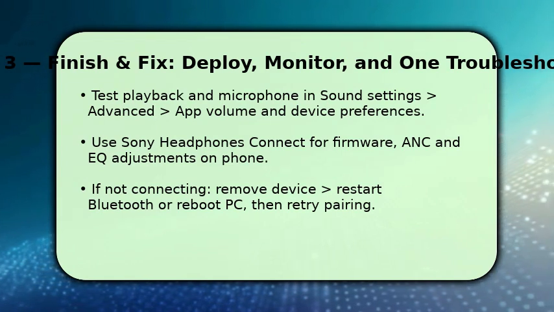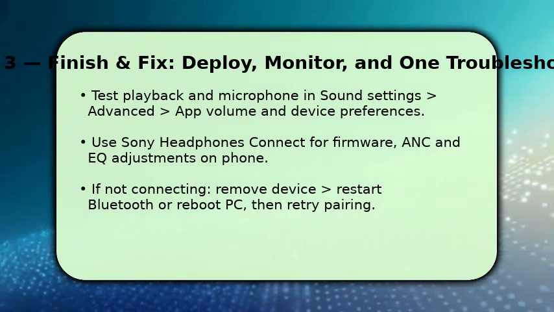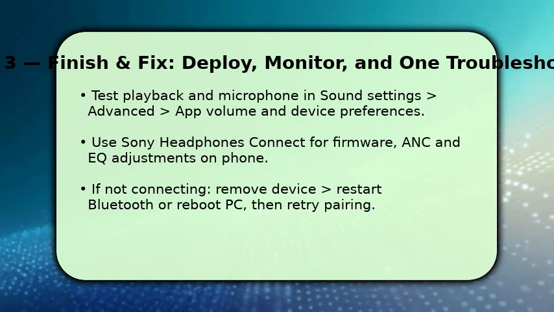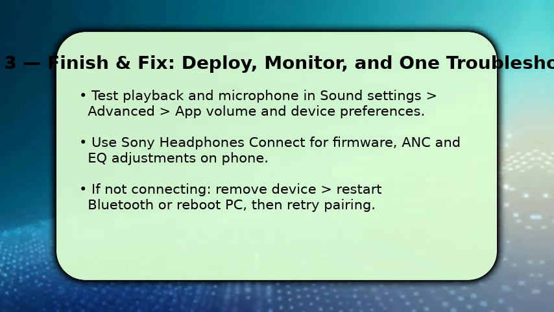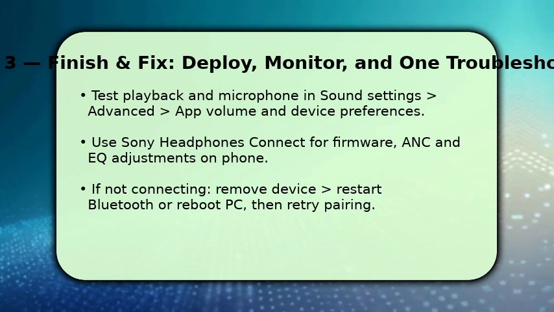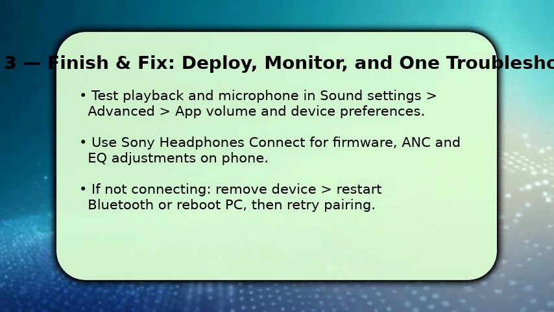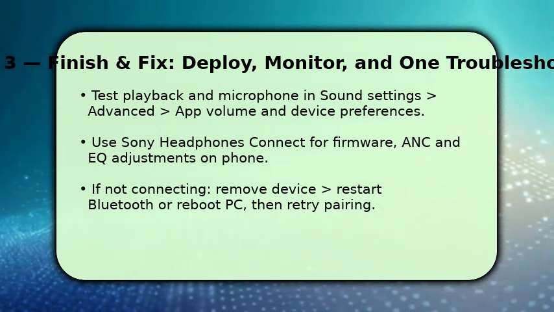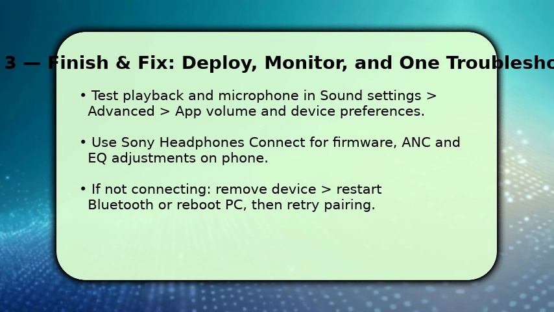Play audio and test the mic in Sound Settings, adjusting app-specific outputs if required. Make sure to use the Sony Headphones Connect app on your phone to update firmware and toggle advanced features like ANC and adaptive sound. These settings can affect performance versus raw Bluetooth.